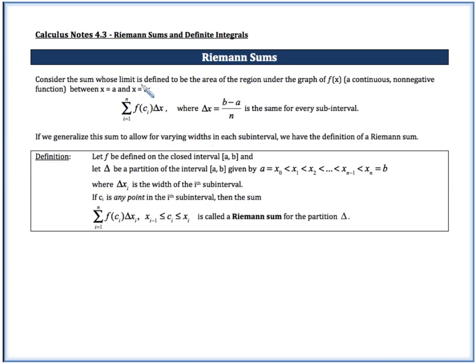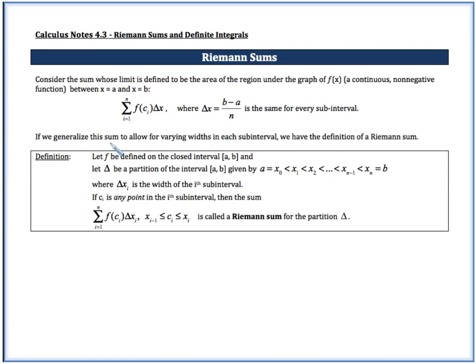Consider the sum whose limit is defined to be the area of the region under the graph of f of x. This is a continuous non-negative function, just like we've been dealing with, between x equals a and x equals b. So here we have the sum from i equals 1 to n of f of c sub i times delta x, where delta x is b minus a over n, and it's going to be the same for every subinterval.